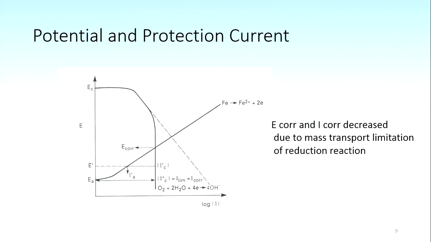So you've got a corrosion current, and you're offsetting that with a cathodic protection current. We're going to look at both systems. We're going to look at sacrificial anodes, and then we'll look at applied potential systems. So let's think about the sacrificial anodes to start with.